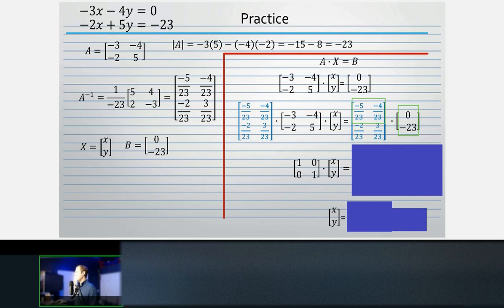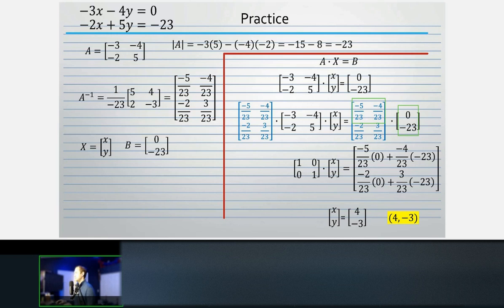Okay, so what is the answer in ordered pair form, x comma y? 4 comma negative 3? Yeah, 4 negative 3. Nice job. Here's the math if you do want to see it. Negative 5 over 23 times 0 plus negative 4 over 23 times negative 23. That's for the first row. And then the second row, we remember we got to shift that down. So we have negative 2 over 23 times 0 plus 3 over 23 times negative 23.